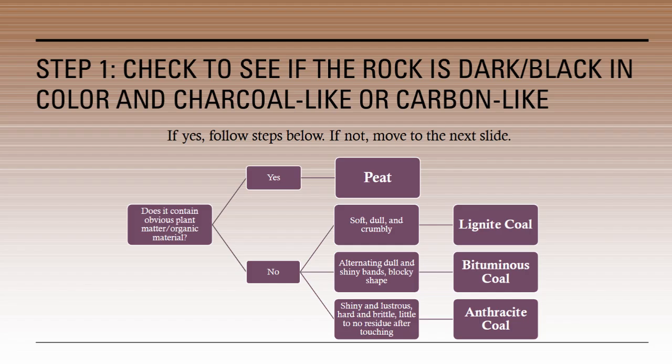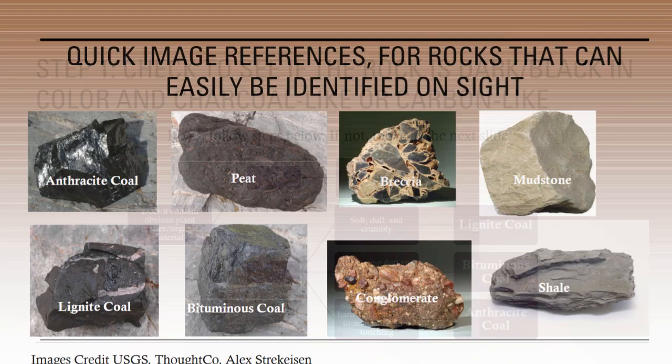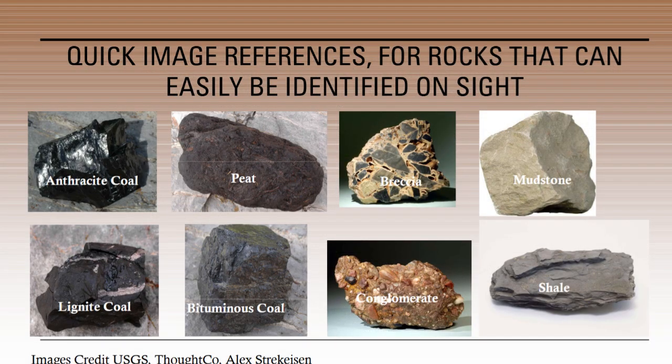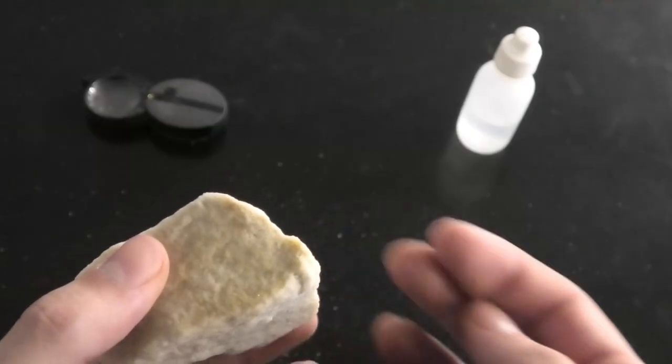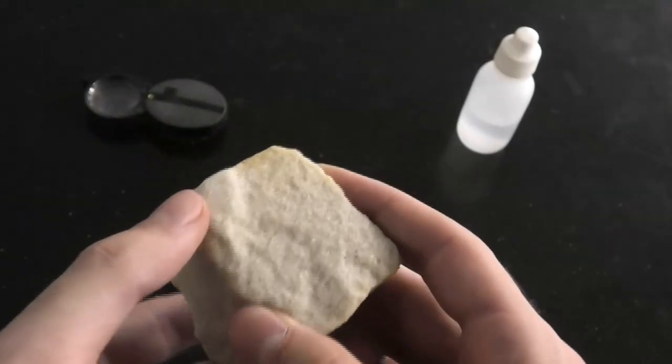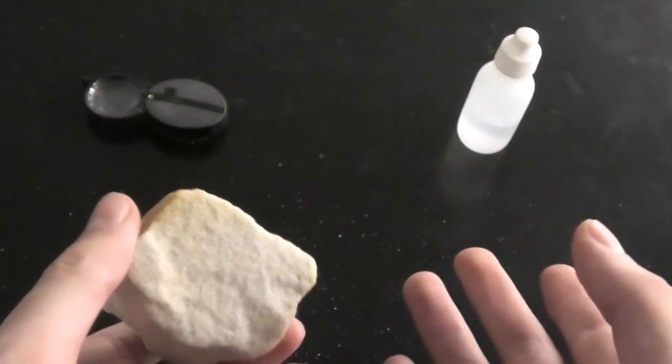As we can see, it does not have a dark brown or black color, and it does not have a carbon-like or charcoal-like appearance. We can also take a look at the reference images, which were, and still are, included in the SOP, to see if our rock is at all similar to any of these rocks, which can be pretty easily identified on site. But since it is not, we can move on. This means we are able to pretty easily eliminate our first group of sedimentary rocks, the carbonaceous rocks, which include things like coal or peat.